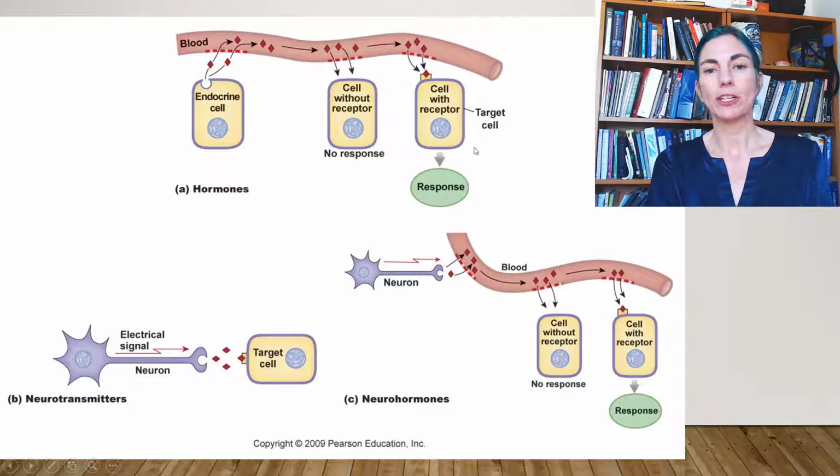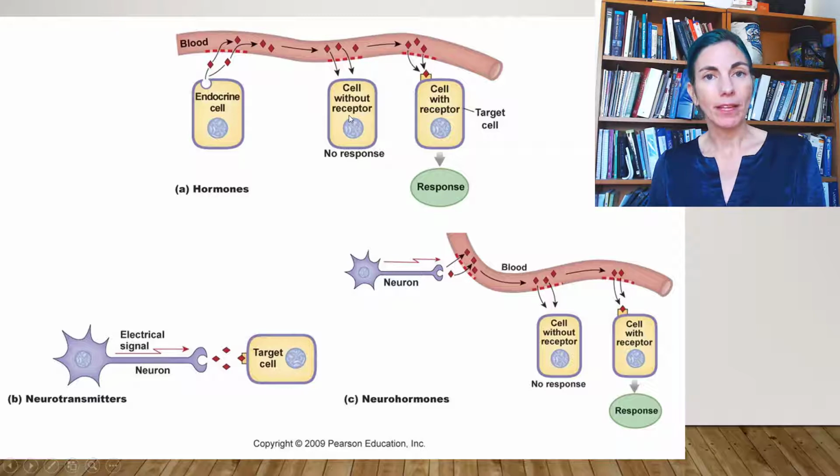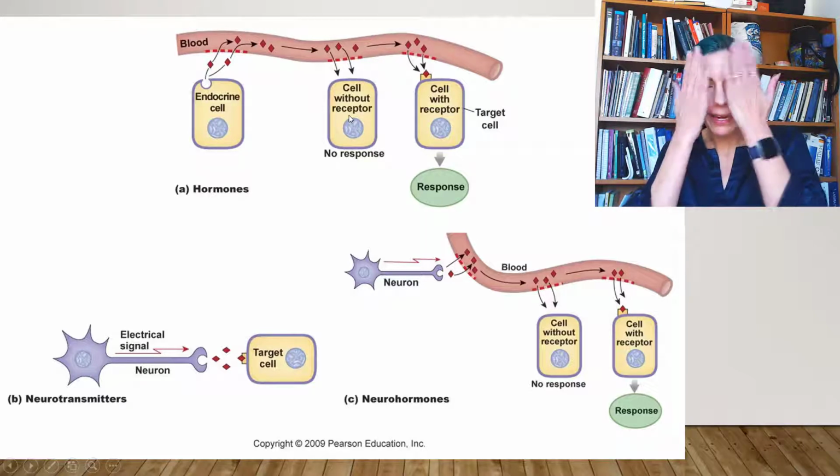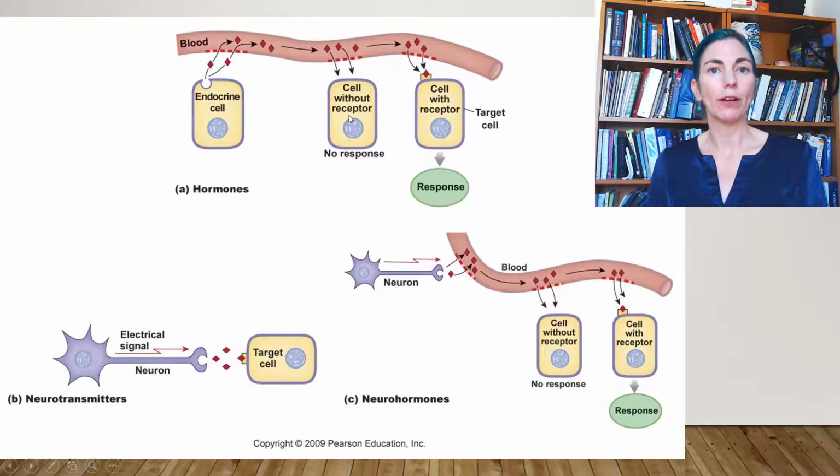And so you can see here this generic picture of a cell. The hormone is the diamond, binds to the receptor, and there's a response. But if that cell does not have a receptor, then the hormone has no influence or impact on that cell. The cell is blind or deaf to that particular hormone. It doesn't even know it's there, and it has no response. So only cells with a receptor are target cells. And that's true whether you are a generic endocrine cell or a neuron secreting hormones.